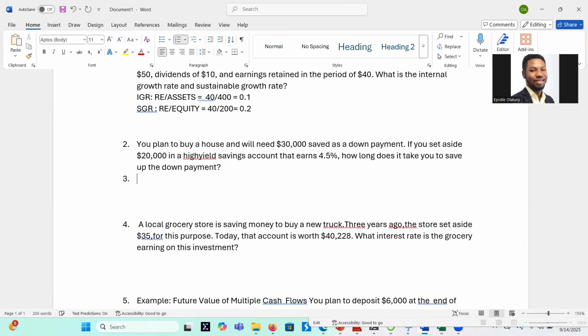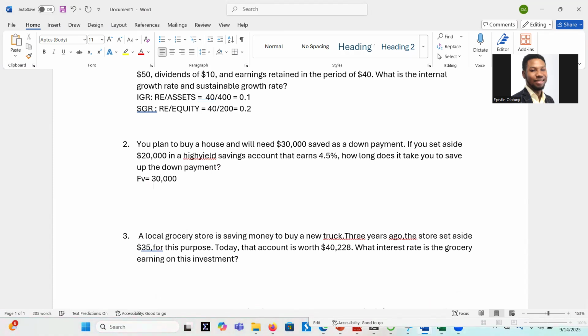I think what you are looking for now is the number of years it will take for this 4.5% to yield $30,000. And I'm going to explain. Now, $30,000 is not the money you have now. $30,000 is the amount of down payment, which you don't have now, right? So definitely $30,000 is our future value, the money you want to use in the future.